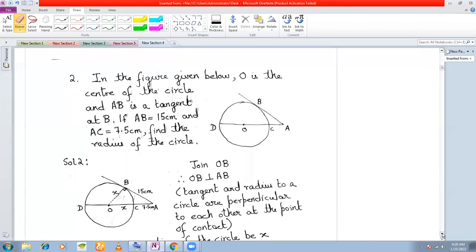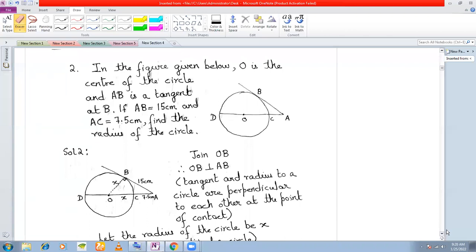In the figure given below, O is the center of the circle. So the center of the circle is given to you. And AB is a tangent. The point of contact of the tangent here is this. AB is a tangent at B. If AB is equal to 15 centimeters, so this length is given to you as 15 centimeters, and AC is 7.5 centimeters. This length is given to you as 7.5 centimeters. Find the radius of the circle.